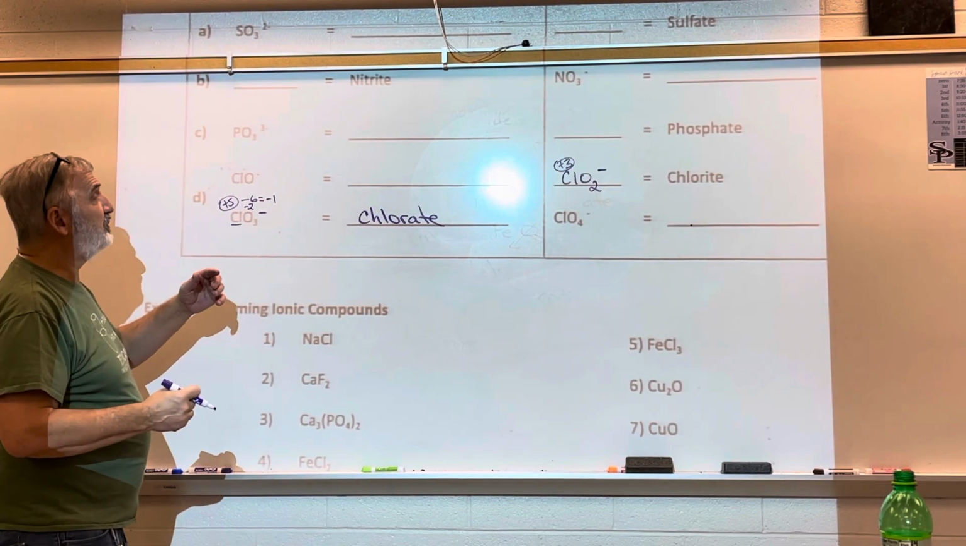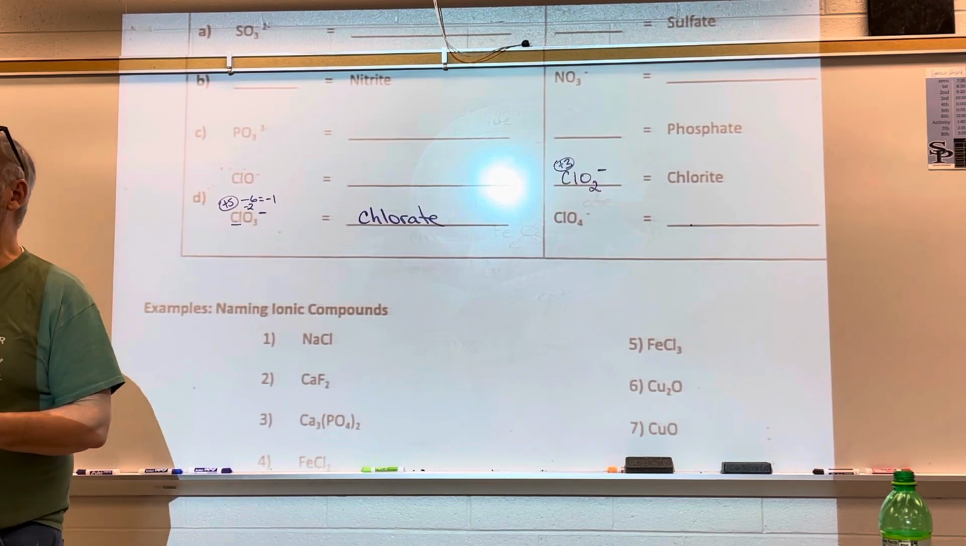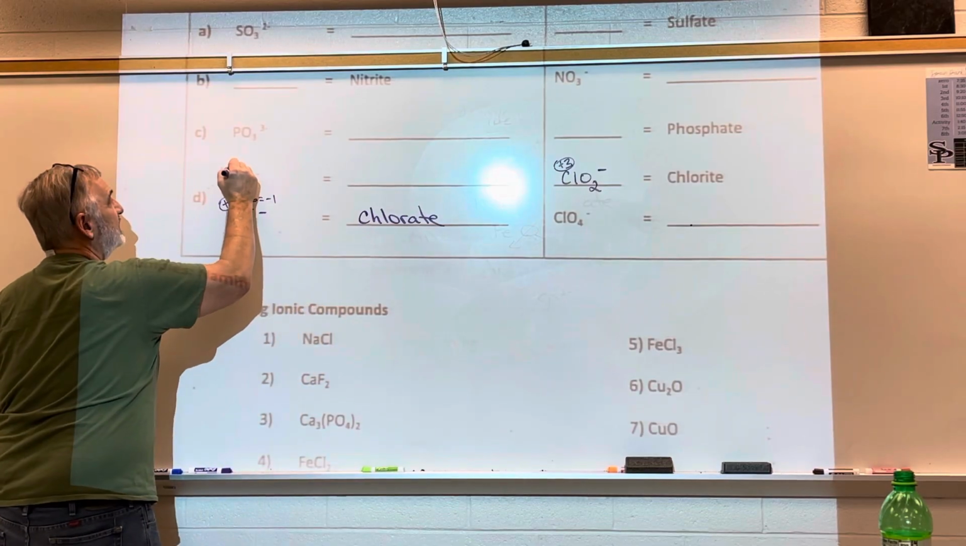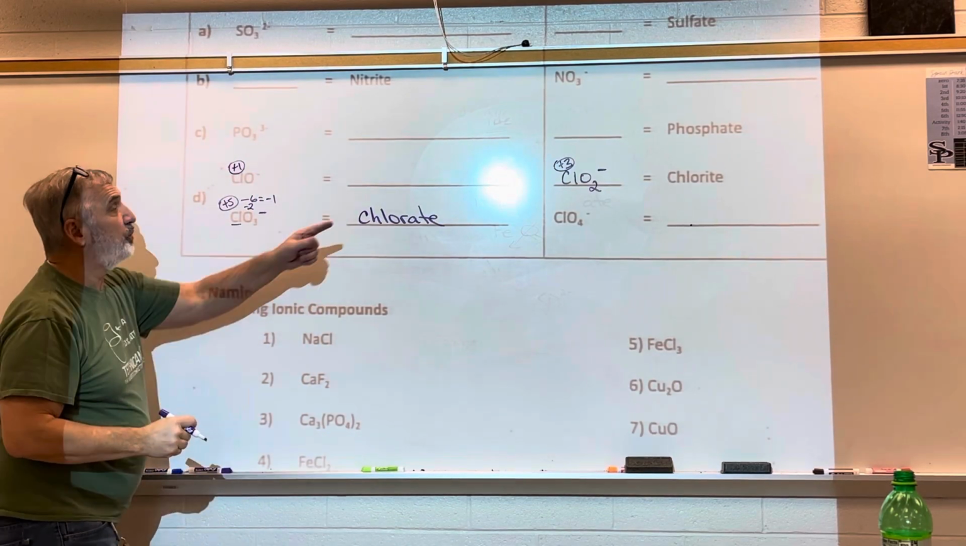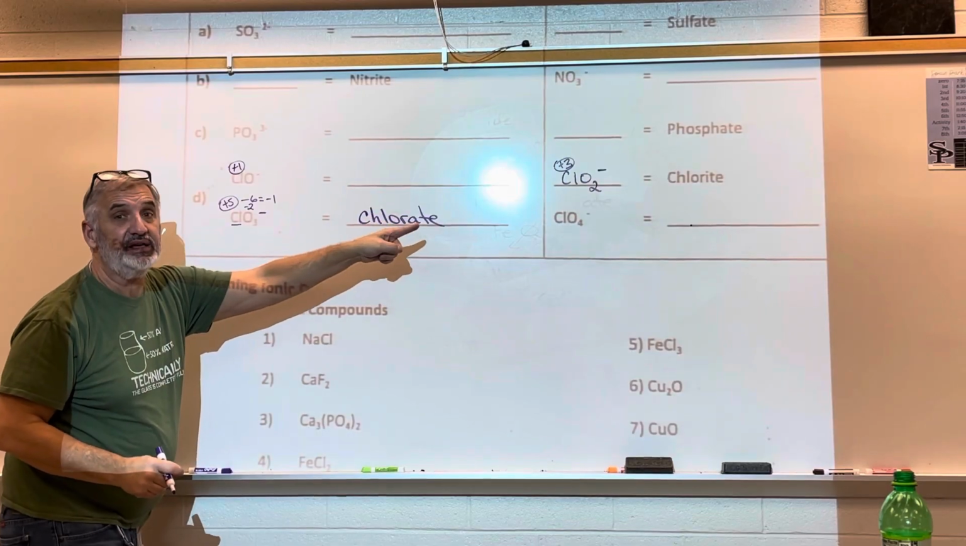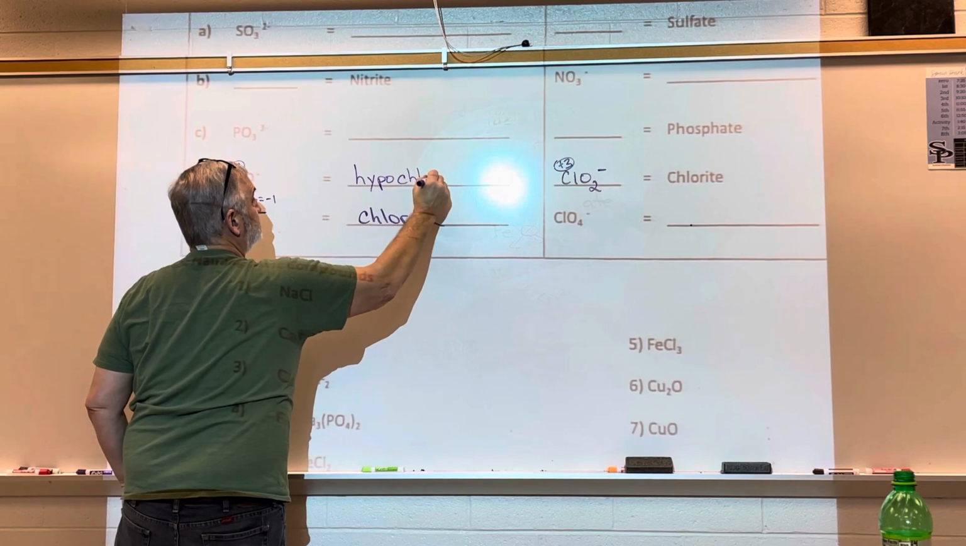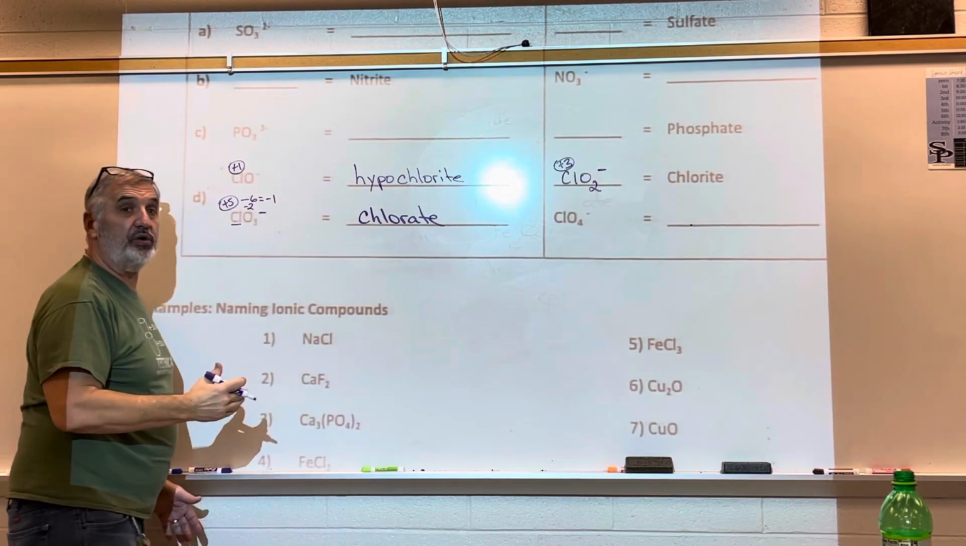So there's a prefix for below. What does a hypodermic needle mean? Under the skin, below the skin, the dermis. And you have hypoglycemia. What does that mean about your blood sugar? It's too low, right? So hypo means below. So this is going to be the +1 oxidation state. It's one less oxygen than the chlorite. So we're going to call it hypochlorite, meaning it's one below the chlorite.